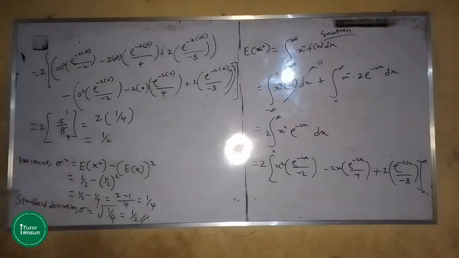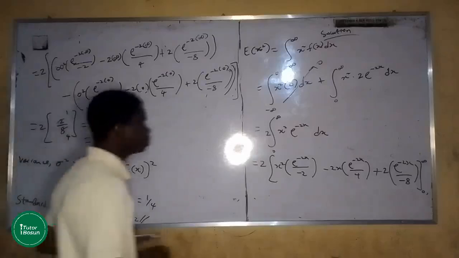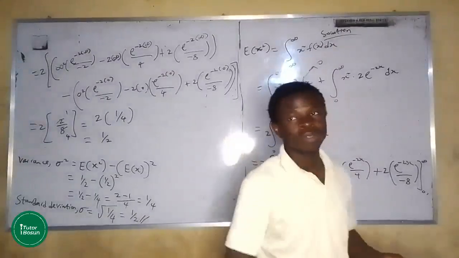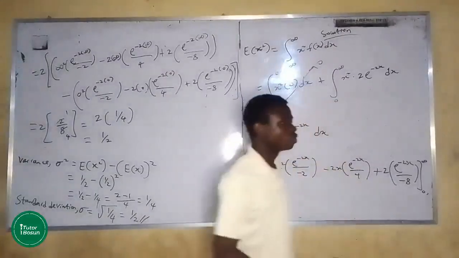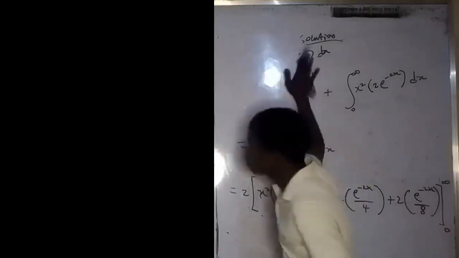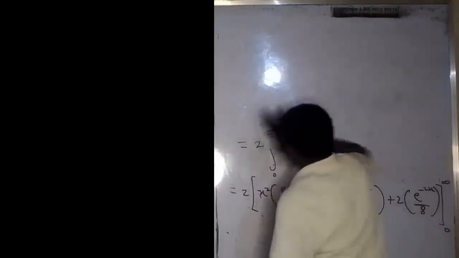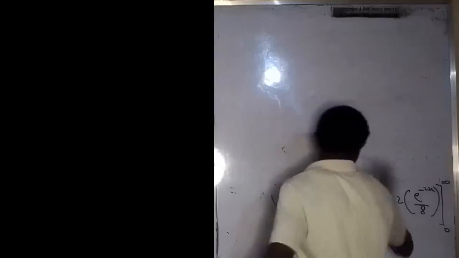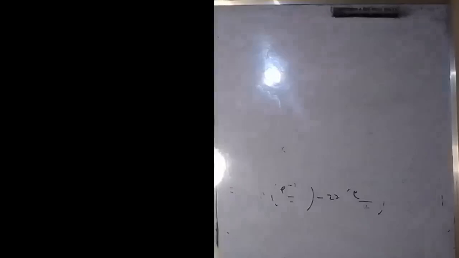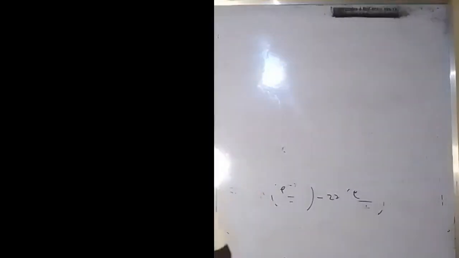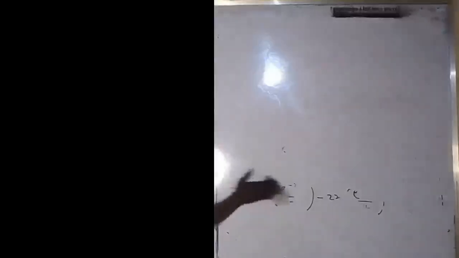The expected value of x is 1 over 2, while the variance is 1 over 4. Just an analogy actually. So that's a very good example on the expected value for probability density function.